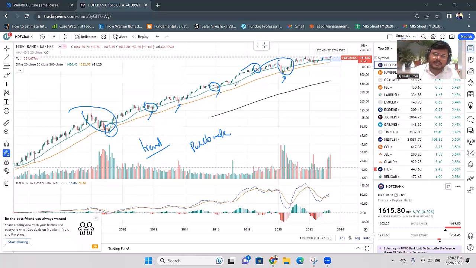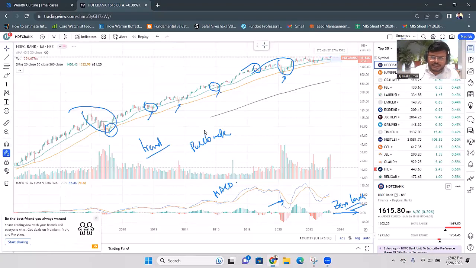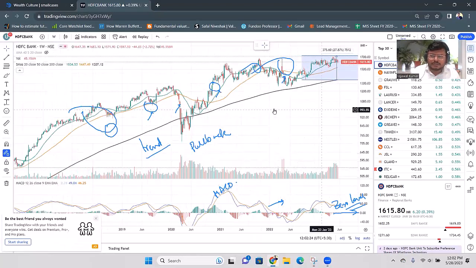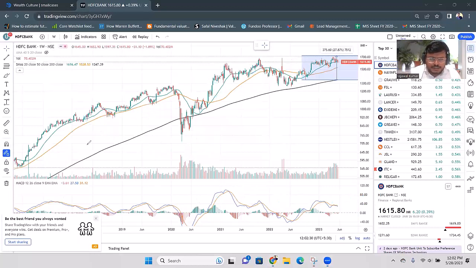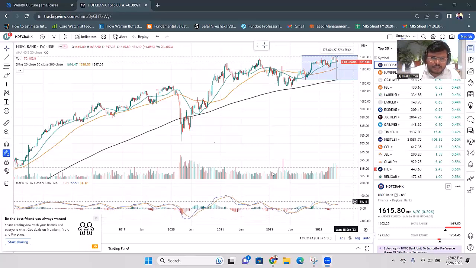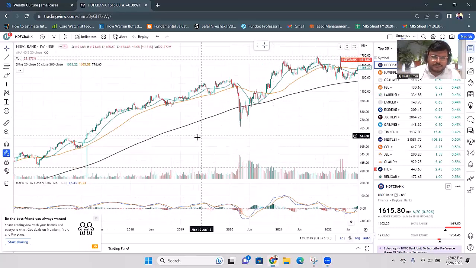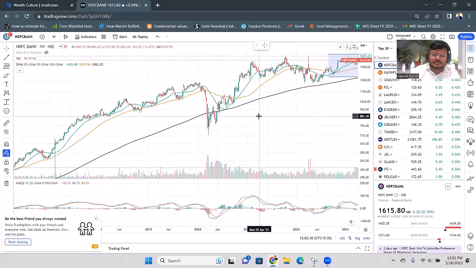So what happens in that pullback is that the MACD line comes closer to the zero level, right? And I can show this to you much more clearly in a weekly chart. So let's say I go to the weekly chart right now. I'll clear everything. Just a moment. So now let's look at the MACD indicator on the weekly chart, right? Let's look at the points of pullback. As you can see here, this is my point of pullback.